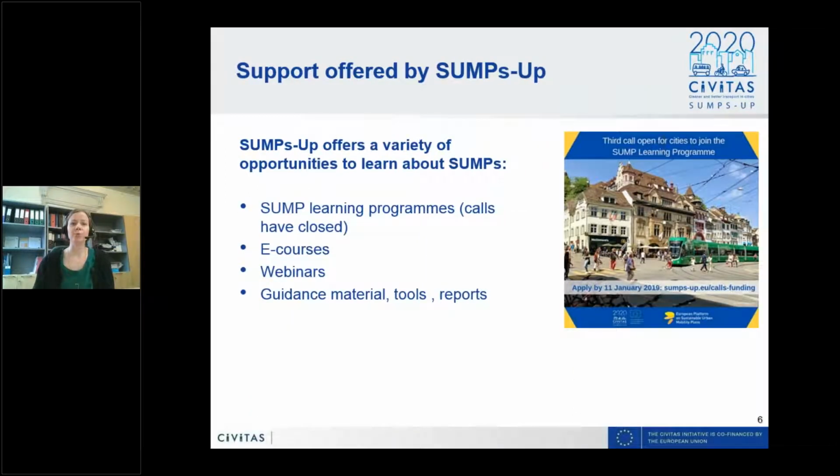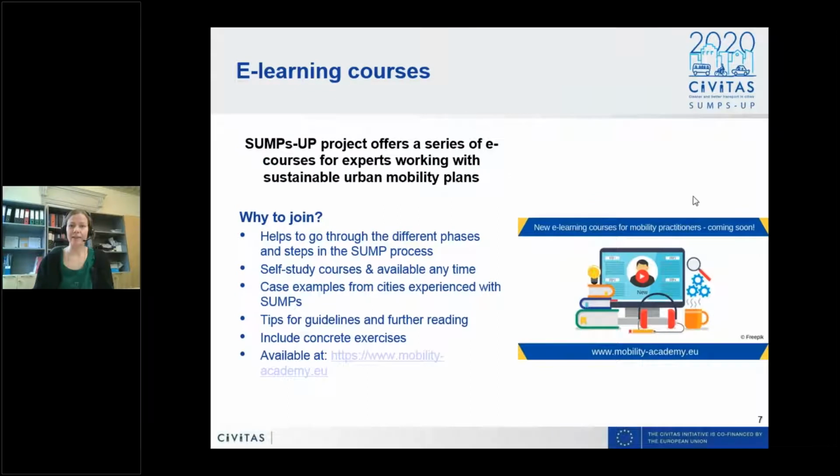And then what do we offer in the SUMPs-Up project? We offer different kinds of activities so that it's easy for everybody to participate. Like I mentioned, we have organized these SUMP learning programs. Unfortunately, the calls have already closed, but maybe some of you have already participated in those. Then we also offer e-courses and these webinars, as well as guidance material, different kinds of tools and reports that may help you. And I will tell a bit more about these different activities.